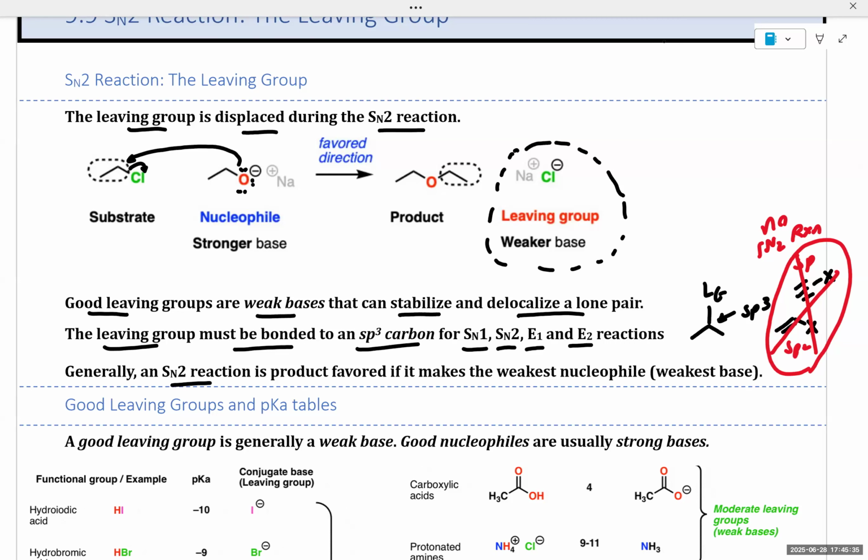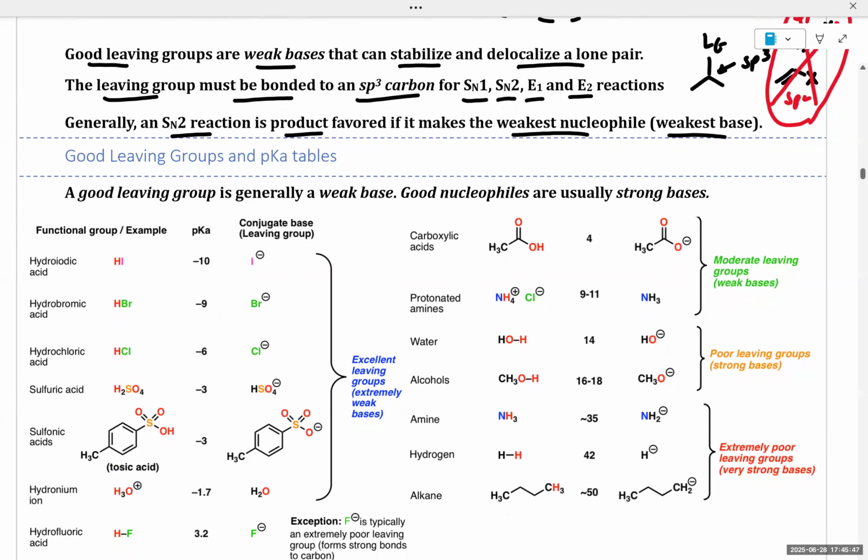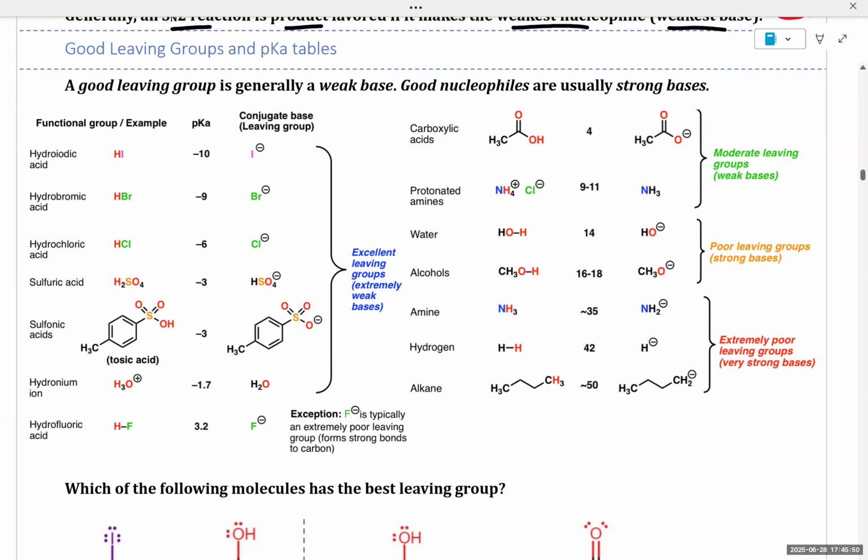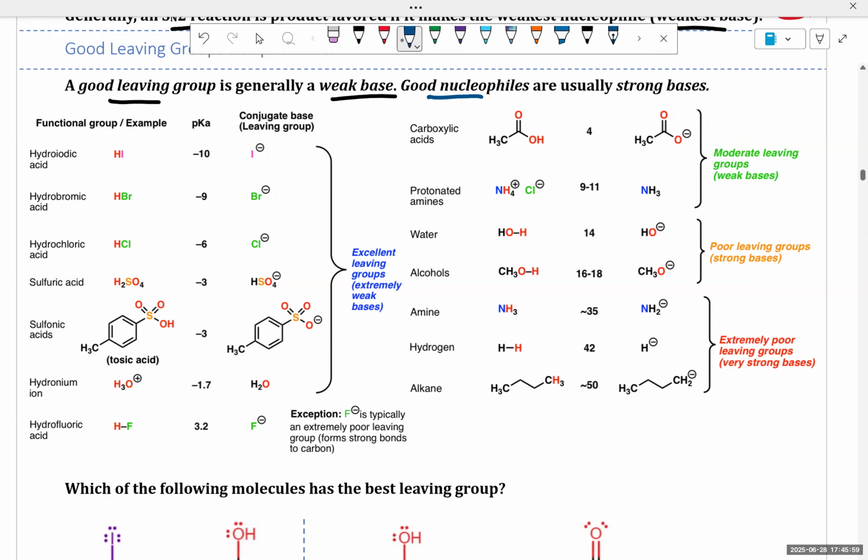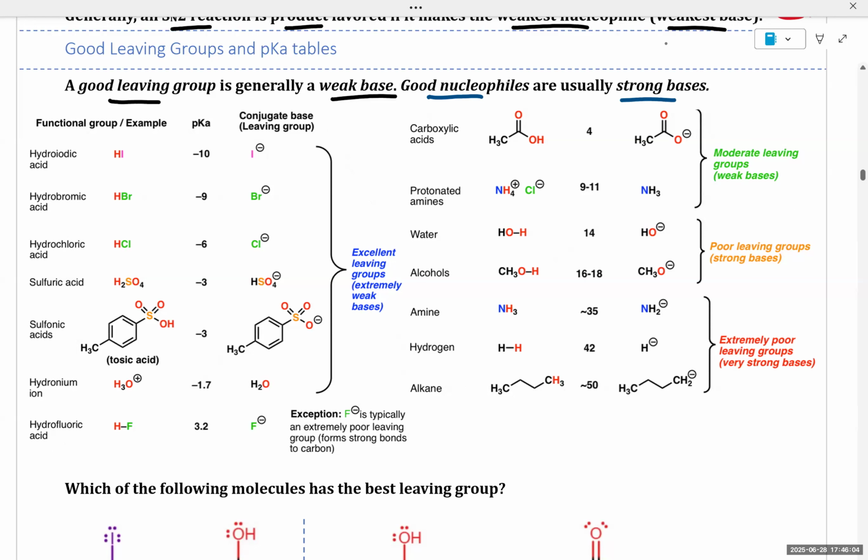Finally, an SN2 reaction is product favored if it makes the weakest nucleophile, which is generally going to be the weakest base. So we can use our tool of the pKa table to get a sense of leaving group strength. Generally, a good leaving group is a weak base, while good nucleophiles are usually strong bases. So for example, halides and sulfonic acids are great leaving groups. Water is an okay leaving group.